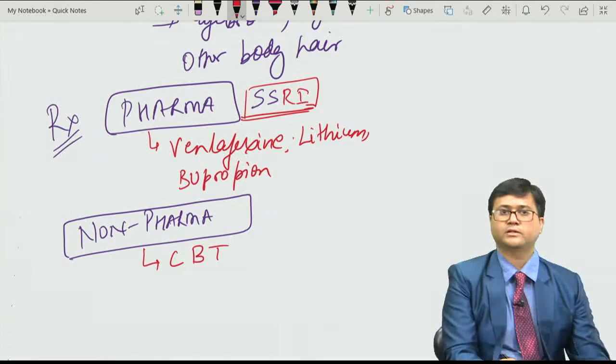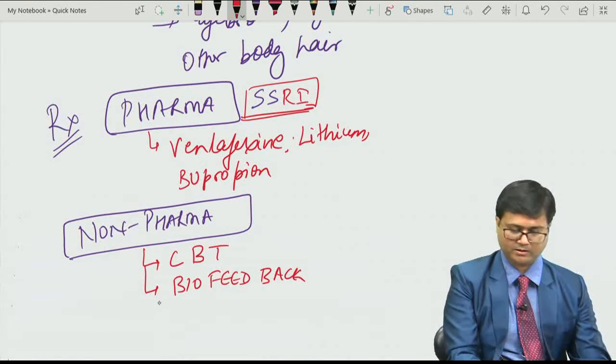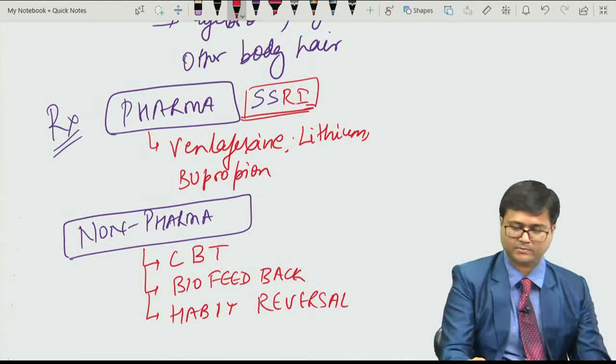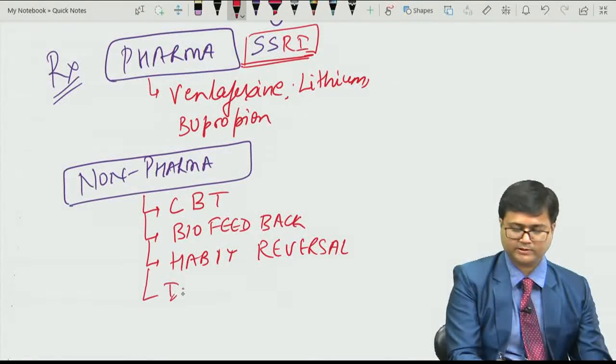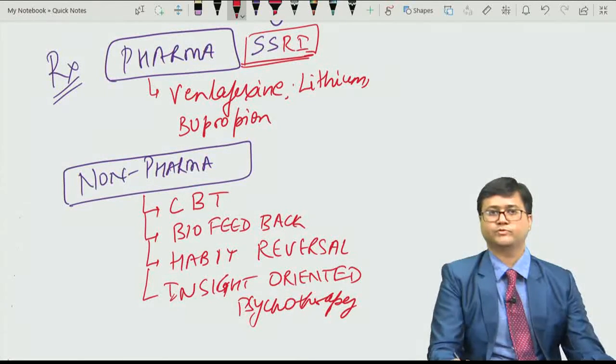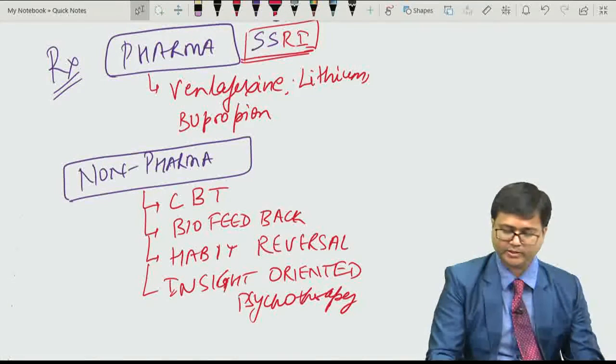Now non-pharmacological management, or psychotherapy, includes cognitive behavior therapy, that is CBT, then biofeedback, then habit reversal, then insight-oriented psychotherapy. So these may be used for the treatment. Again, ECT is not used for trichotillomania or hair pulling disorder.